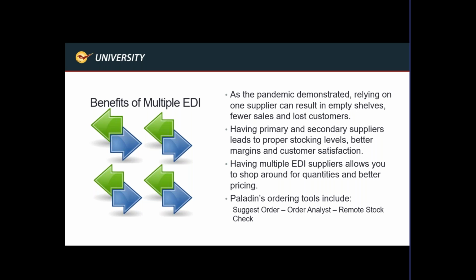Having primary and secondary suppliers leads to better margins and customer satisfaction because you can choose to order from a supplier that has a lower cost or has more in stock, things like that. It also allows you to shop around, right? So if you have two suppliers, you can look at the two, maybe one has more in stock and one has better costs. It allows you to choose which one you want to order from. We also have some tools, which we'll cover here in just a moment, that will help with that ordering.